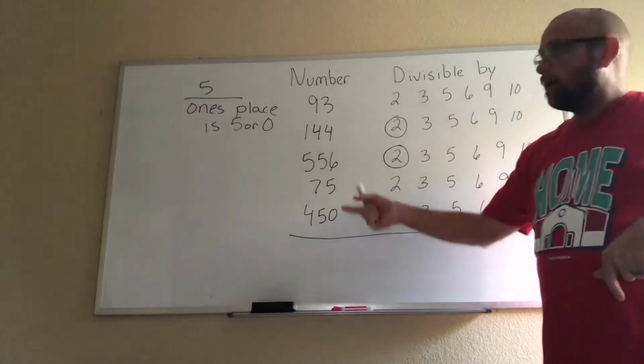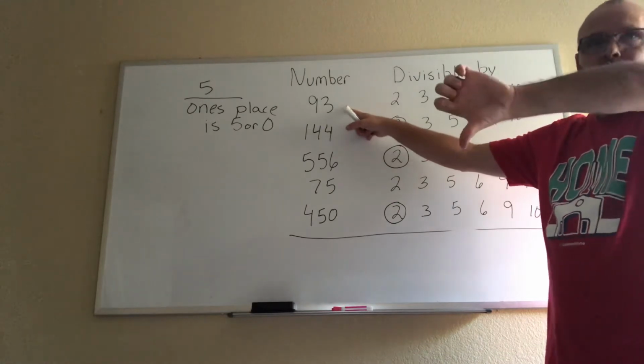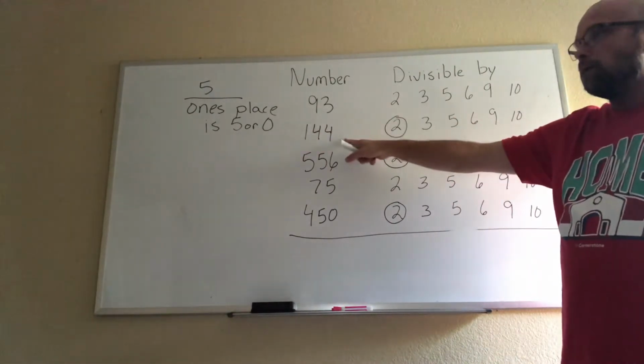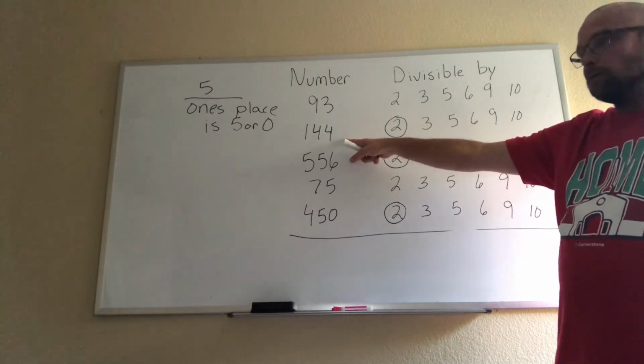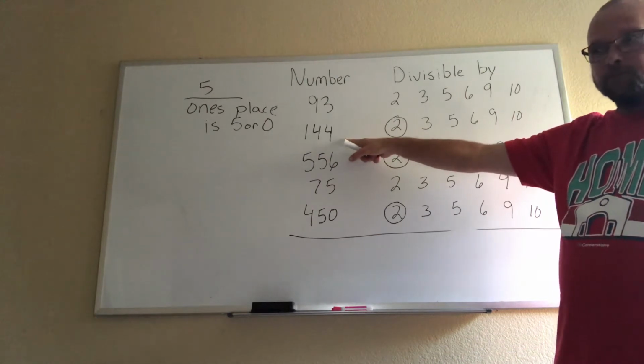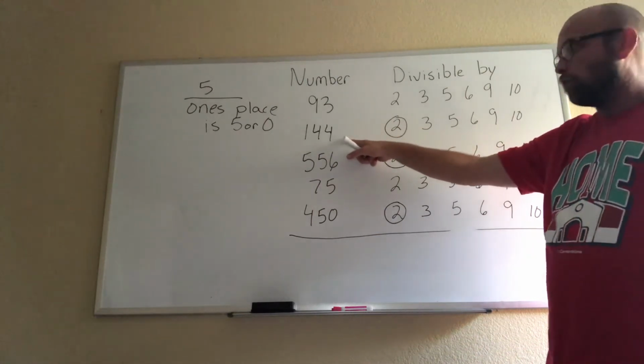Thumbs up or thumbs down? Is 93 divisible by 5? No, because the ones place is a 3. It's not a 5 or a 0. 144, is it divisible by 5? It is not, because it has a 4 in the ones place.